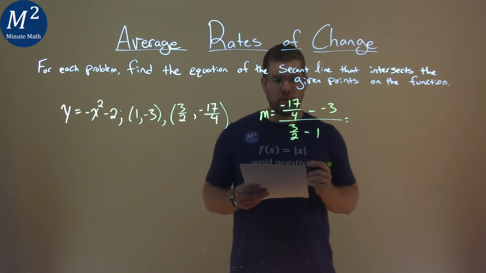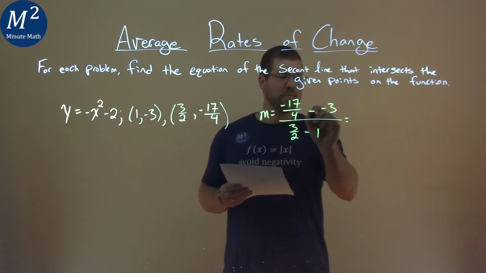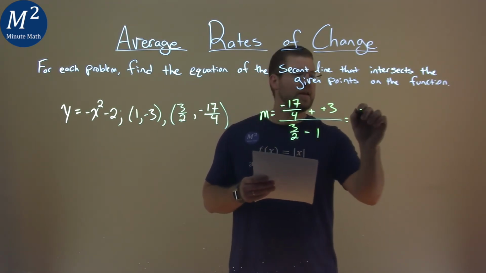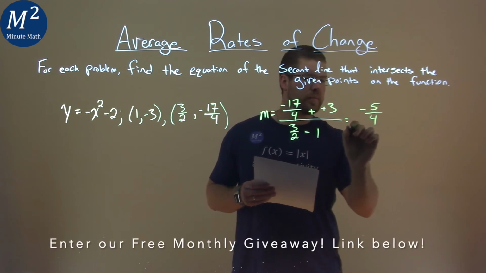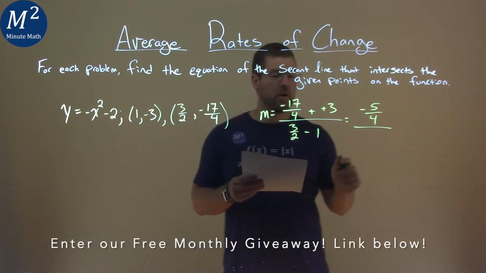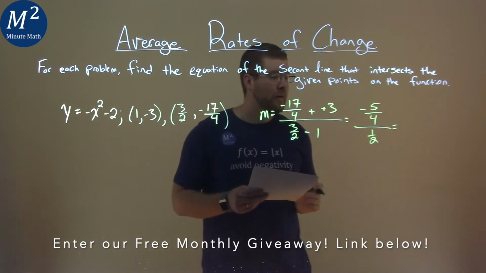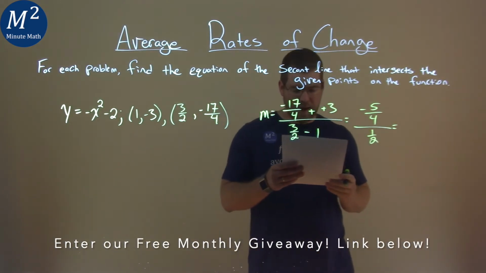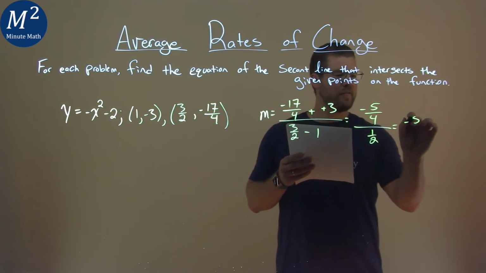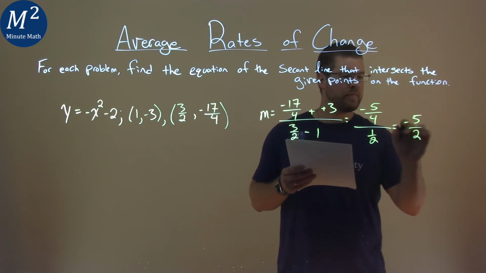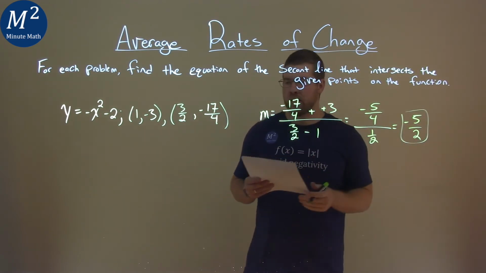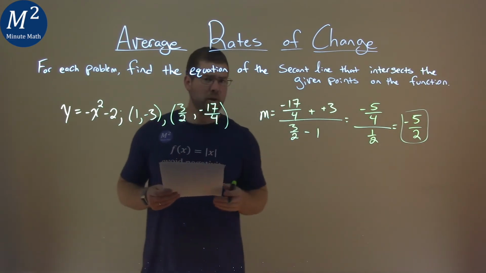Negative 17 over 4 minus a negative 3, or plus a positive 3, is a negative 5/4. 3/2 minus 1 is a 1/2. Negative 5/4 divided by a 1/2 is a negative 5/2. And so our slope here is negative 5/2. Now, we have to find our b value.